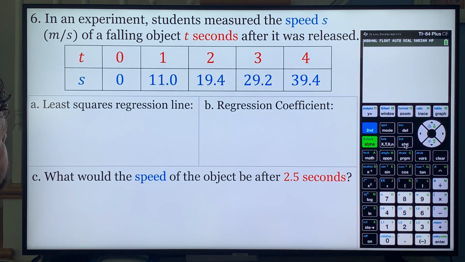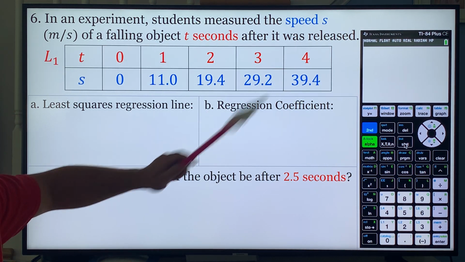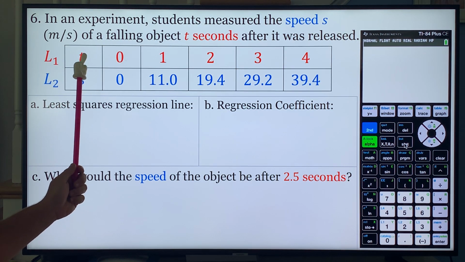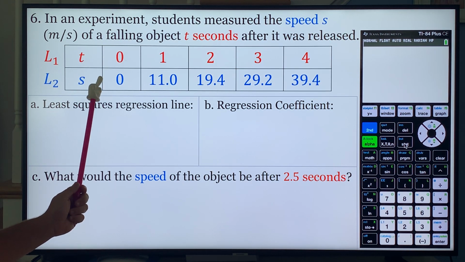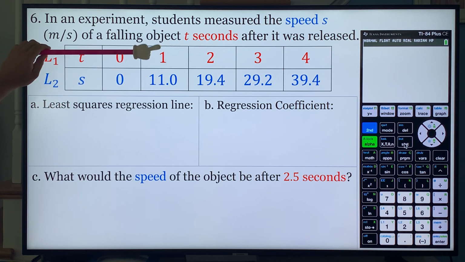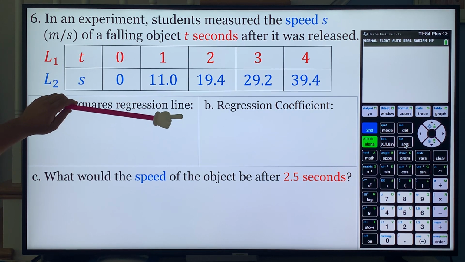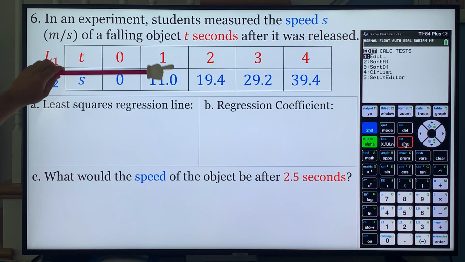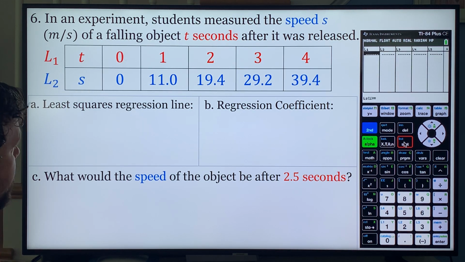All right. Let's look at number 6. Now we're going to start flying through these because you know what to do. For number 6, you know that L1 is your T, L2 is your S. So L2, your speed, is dependent, like independent and dependent like we did with the other stuff. So whatever you plug in for T gives you your speed.